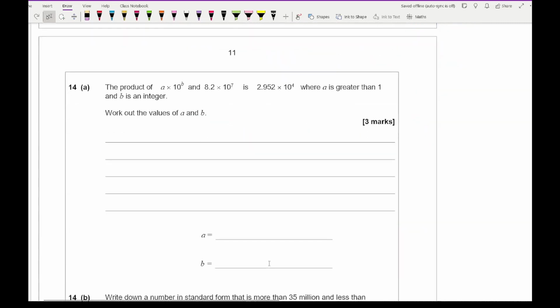So then moving on to question 14a, it says that the product of a times 10 to the power of b and 8.2 times 10 to the power of 7 is 2.952 times 10 to the power of 4, where a is greater than 1 and b is an integer. Work out the values of a and b. Well, product means multiply. So I've got a times 10 to the power of b multiplied by 8.2 times 10 to the power of 7 equals 2.952 times 10 to the power of 4.